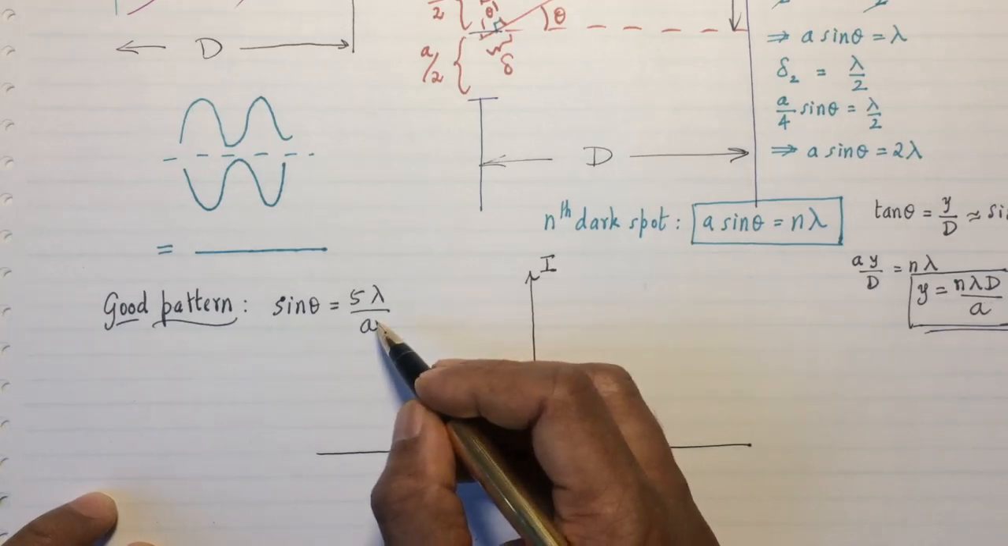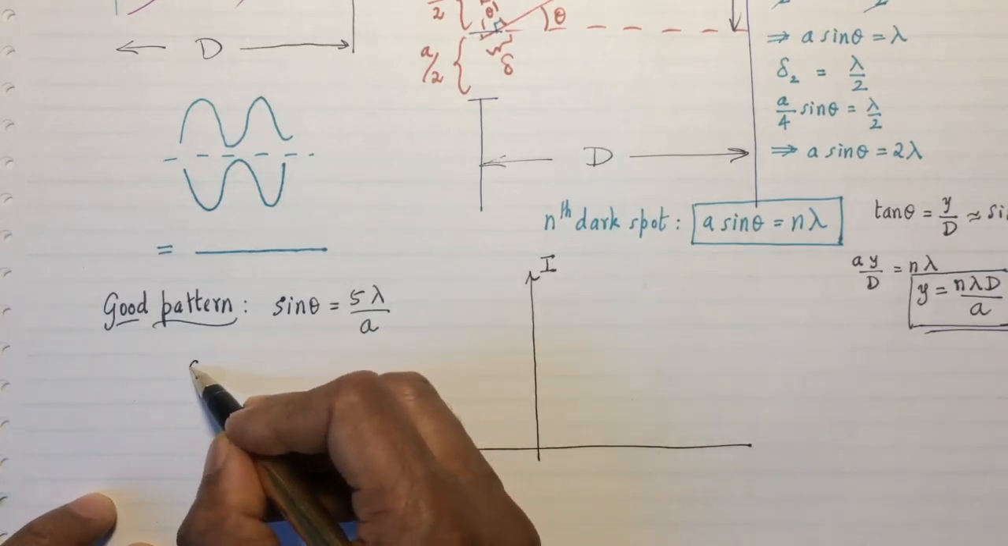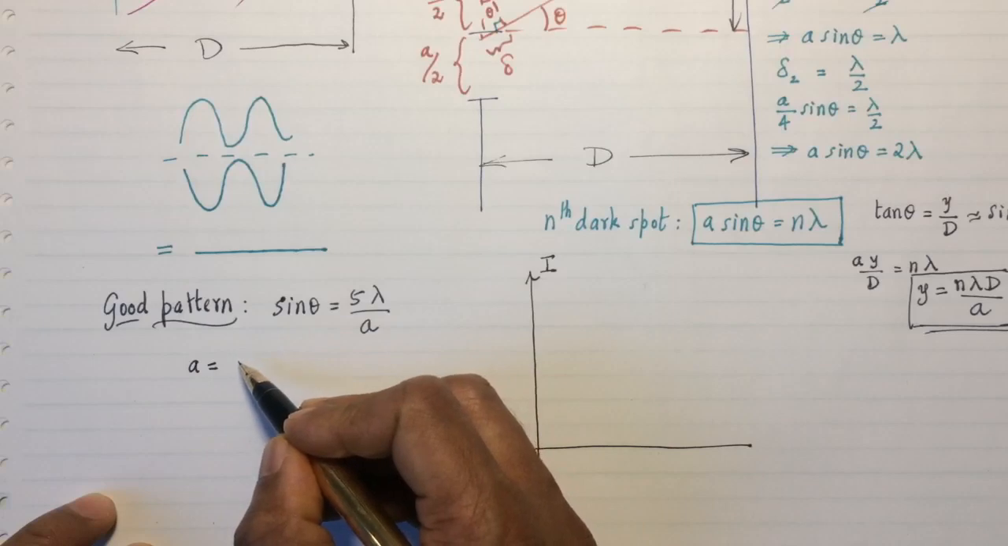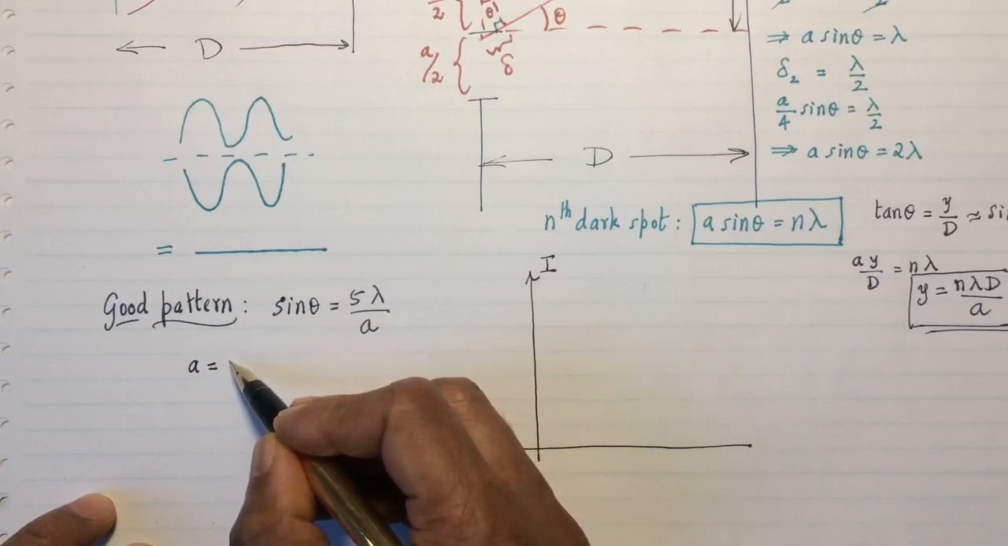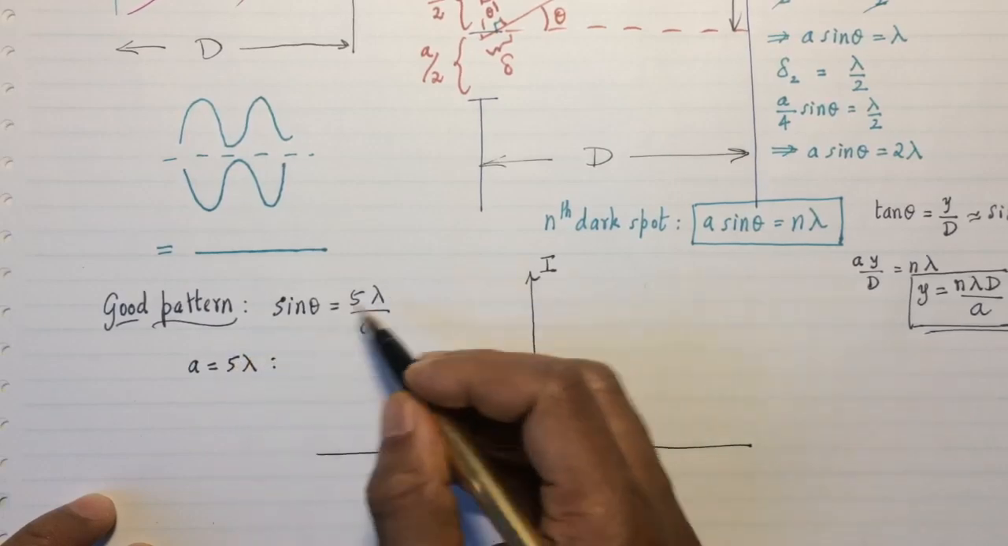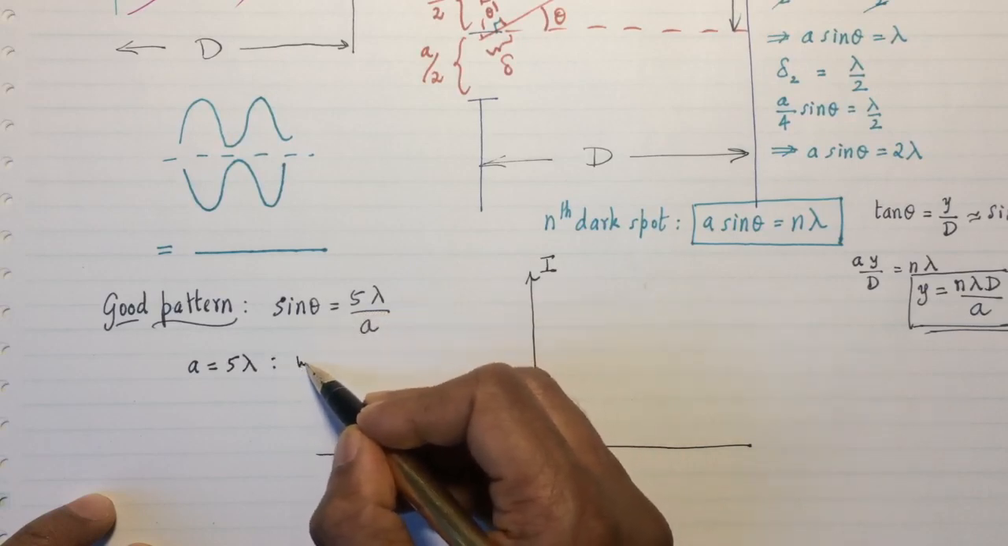Now, let's take some examples. Let's say that a is equal to 5 lambda. That would be the worst situation, because then that gives you just one solution, which is theta equals 90 degrees. That'll be a washout.